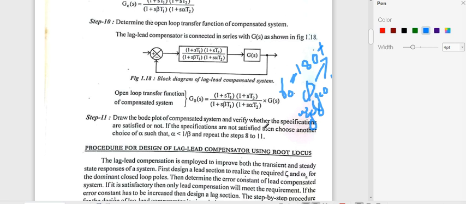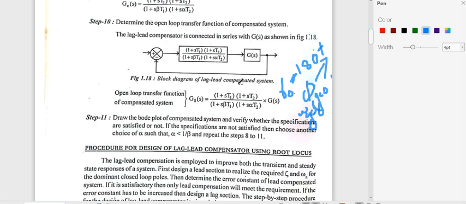If the specifications are not satisfied, choose another choice of alpha such that alpha is less than 1 by beta. We have already done the beta part, so we do not change the lag section. We change the lead section by choosing another value for alpha. Then repeat the steps from step 8 to step 11 if the desired phase margin is not achieved. The condition is alpha less than 1 by beta, so choose a smaller value of alpha than the one we chose earlier.